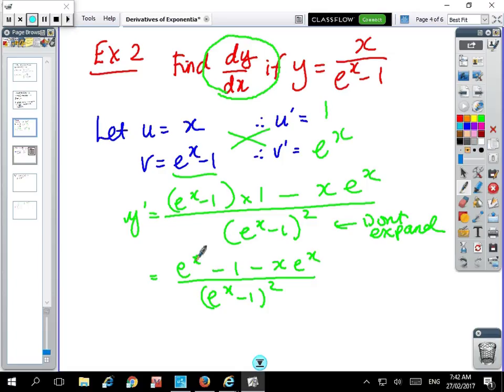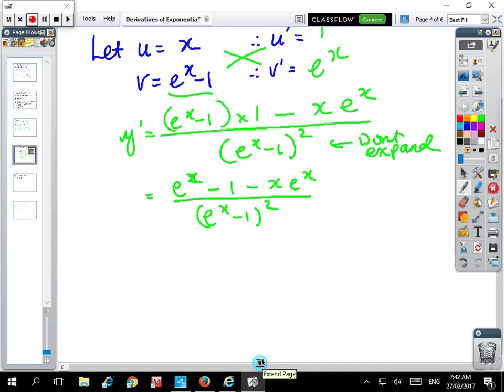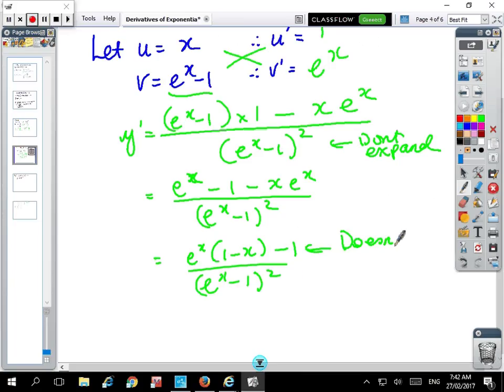Now the top line can't be fully factorised, so you can leave it like that. I hate to say it, in some textbooks, theoretically, technically, you could get e to the x times (1 minus x) minus 1 over (e to the x minus 1) squared, but that doesn't help in the answers. So I would just leave the answer like that. I probably wouldn't mark you wrong if you kept factorising, but there's no point in factorising because you can't cancel anything top and bottom. Okay, copy that and come across when you're ready.